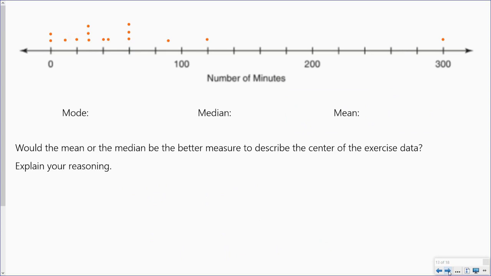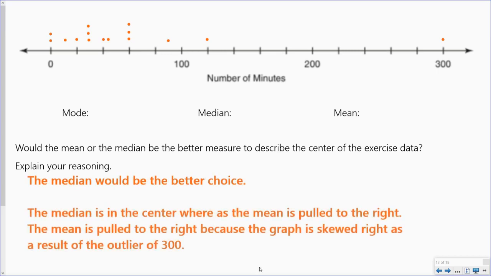Would the mean or the median be a better measure to describe the center of the exercise data? And explain your reasoning. Well, the median would be a better choice, and the reason is that the median is in the center where the mean is pulled to the right because of this amount. And the graph is skewed right, so the mean is being pulled right. So the median is going to be the better choice.